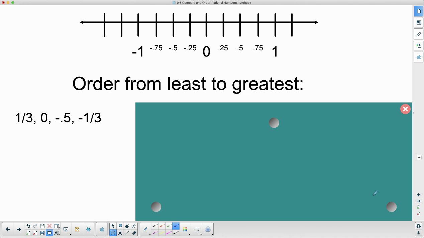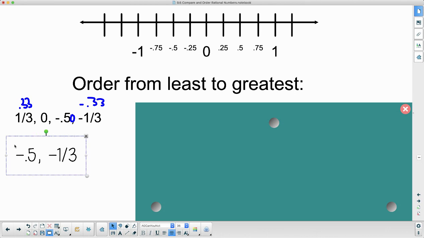Our last ones we're going to look at are putting things in order from least to greatest. So we have 1/3 is 0.33. We've got 0, negative 0.5, and negative 1/3 is negative 0.33. If we're thinking of this one like 50, negative 50 cents is less than negative 33 cents. So we're going to start with negative 0.5. Then we have negative 1/3. Then we have 0 there. And our largest one on this problem is 1/3.